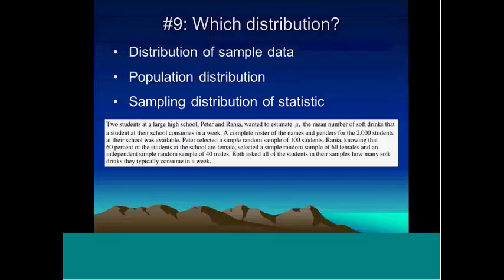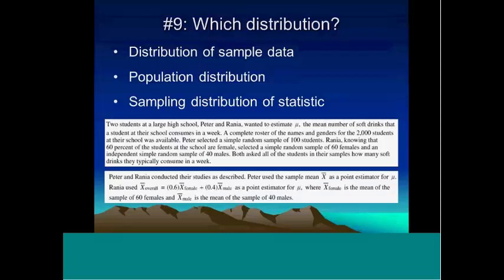So this one was about Peter and Rania, who were trying to estimate the average number of soft drinks that students at their school consume, and they give some information about how they're going to each take a sample. Peter took a simple random sample of 100 students, but Rania decided to take a stratified random sample, 60 females and 40 males, and ask all the students how many soft drinks they usually consume in a week.